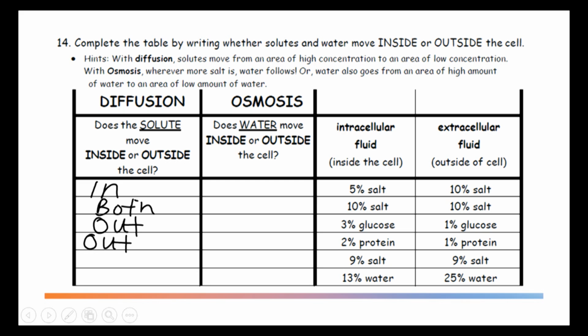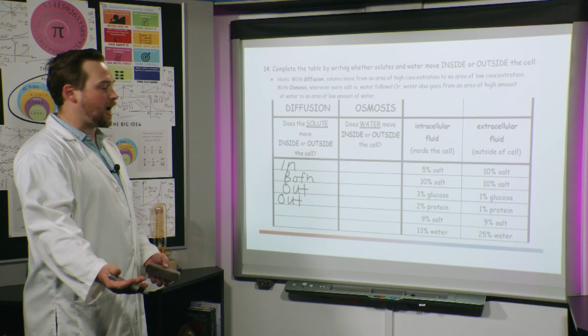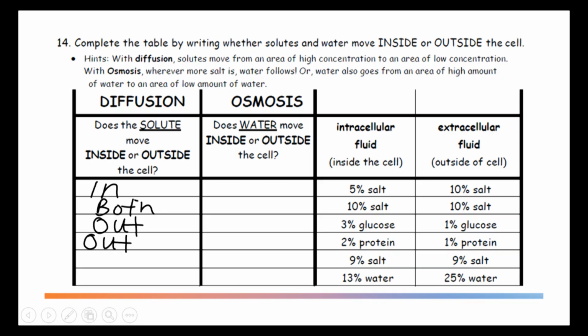Here's the next one. It's another equal one, 9%, 9%, and so this is going to be both because they're still going to be moving even though they're equal. Both. All right. Here's our last one for the diffusion. 13% water on the inside, 25% water on the outside. We're always going to move from high to low, so this is going to be, we're moving outside of the cell.